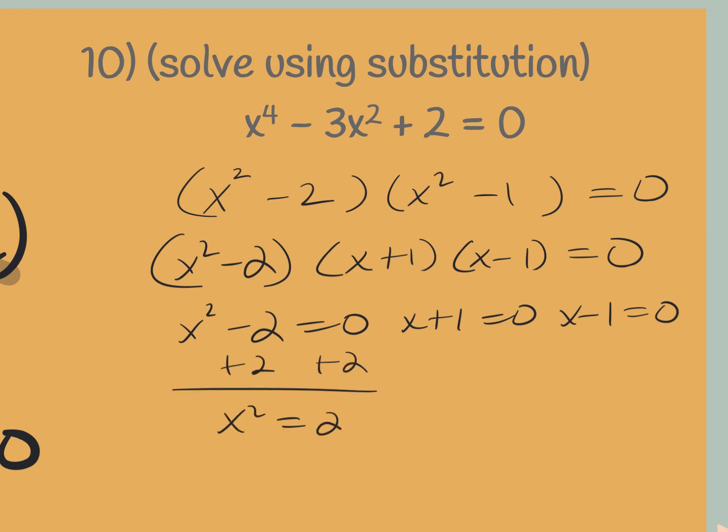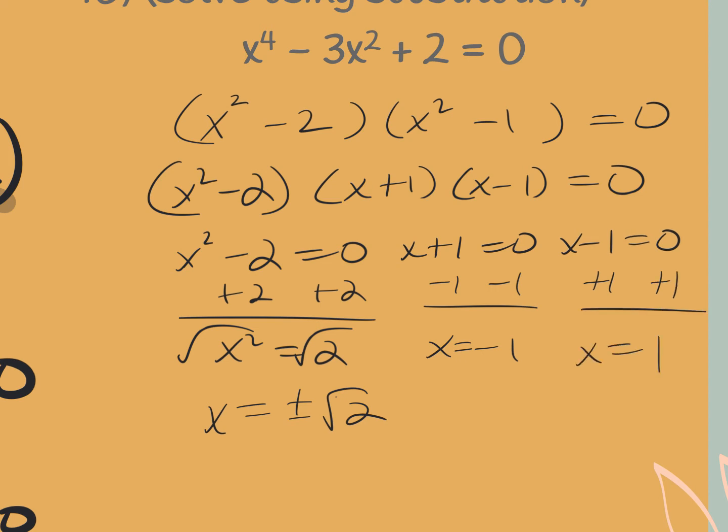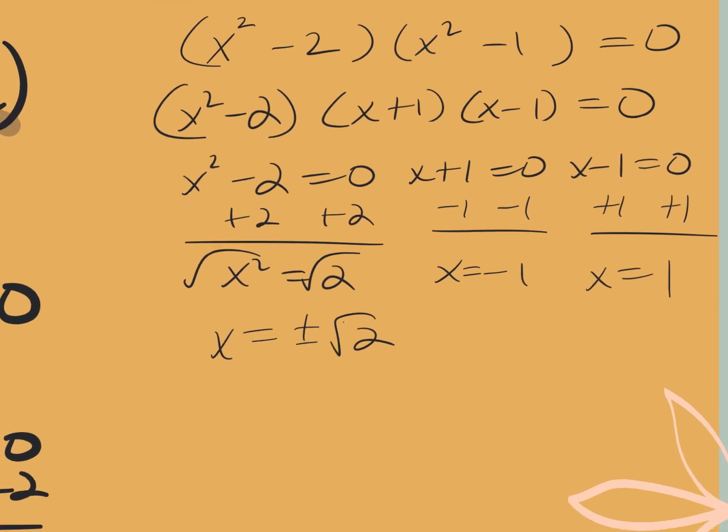x squared equals 2, square root it, and x is equal to plus and minus the square root of 2. Over here, subtract 1, add 1 on this one. So my 4 answers are plus and minus the square root of 2 and plus and minus 1.